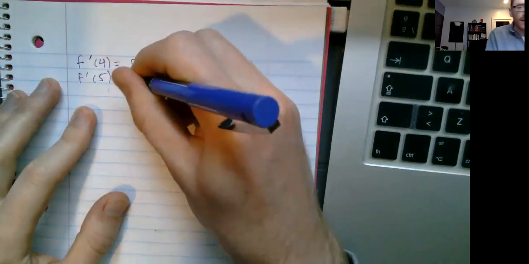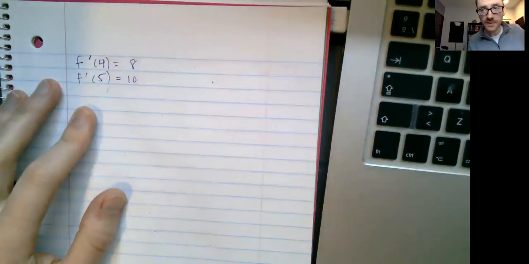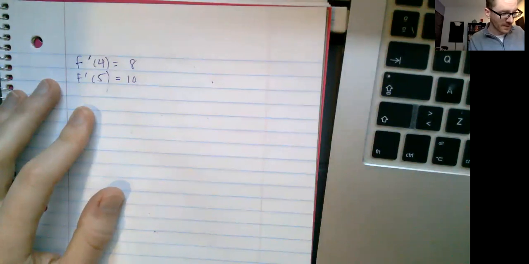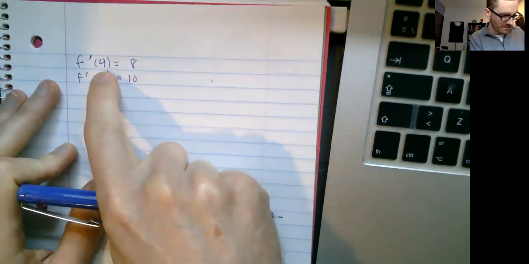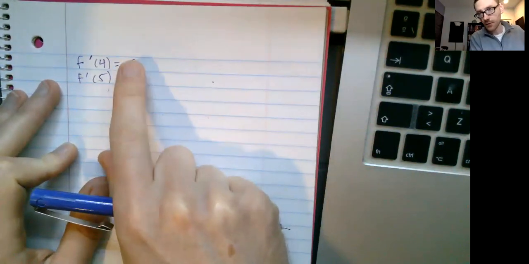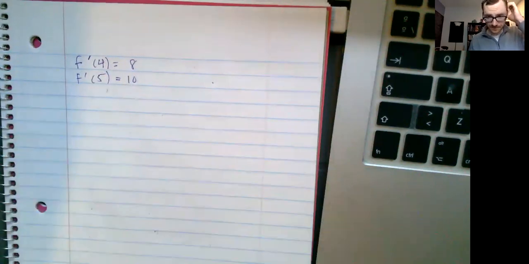Actually, I think I did an example earlier using another point. Well, never mind. So the pattern that you should be observing: you should have seen that f prime of 4 is equal to 8, and f prime of 5 is equal to 10. I hope that you can see there's a pretty simple relationship between this number and this number. The output is just twice the input.